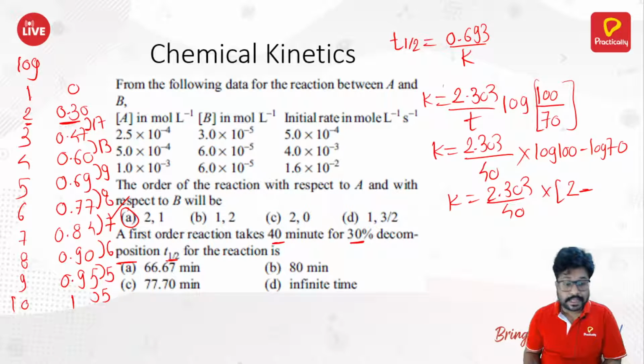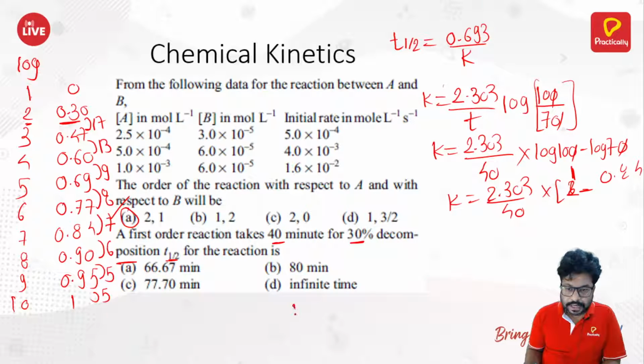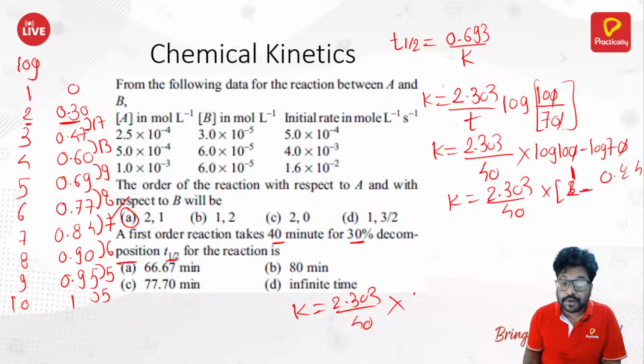Okay, so from this, how much is log 7? We can take it as 10 by 7, log 10 by log 7. Log 10 is 1, right? Log 7 is how much? 0.84. So basically your K is 2.303 upon 40, 1 minus 0.84. 1 minus 0.84 is 0.16, right? Then what is your K now?